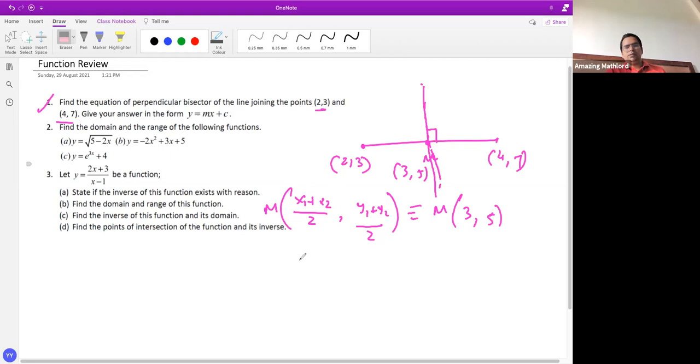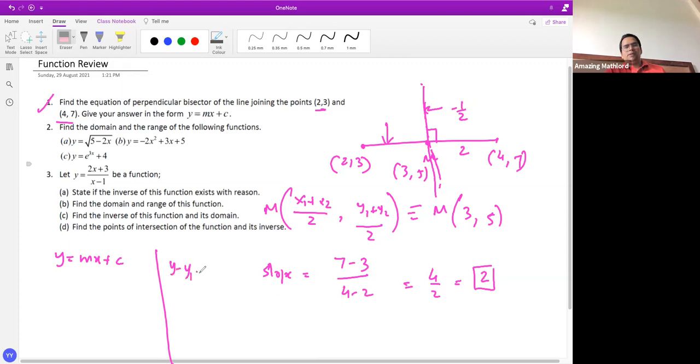Okay, so now you're going to find out the slope of this line first. So slope is basically (7 minus 3) over (4 minus 2), that is y2 minus y1 over x2 minus x1, which is 4 over 2, which is nothing but 2. So the slope of this line is 2, and the slope of the perpendicular line is going to become negative half. So after this, you can use either y equals mx plus c, or y minus y1 equals m(x minus x1), any form, to find the perpendicular bisector.